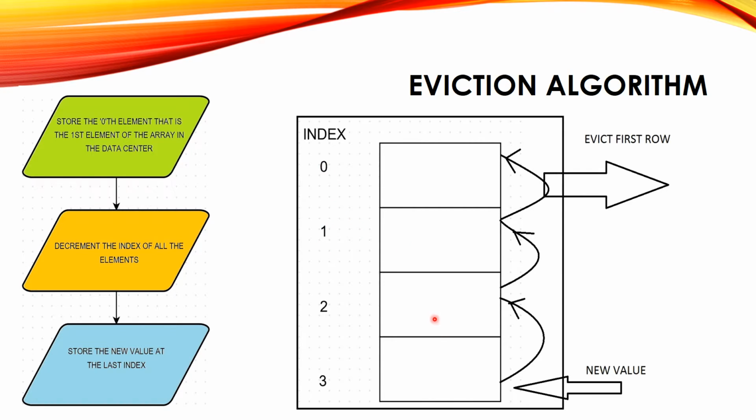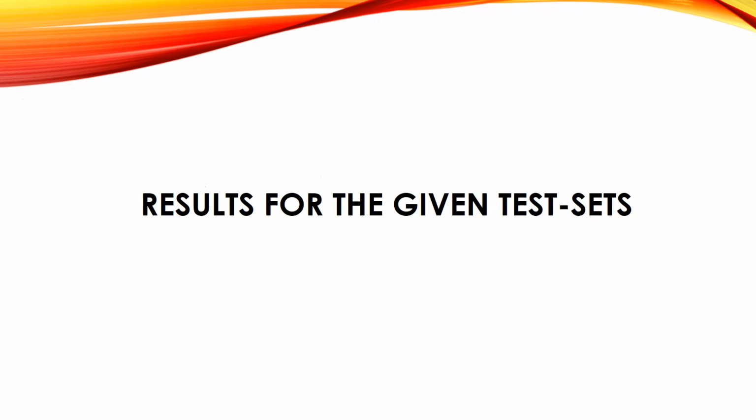That is, the data which is stored in position 2 will come to position 1, the data which is stored in position 1 will come to position 0, and the new value, which is the incoming data, will be stored in the last position. This way the first in first out algorithm works. Results for the given test sets can be explained or analyzed using the waveforms.